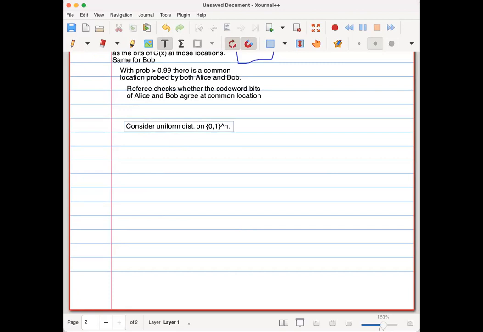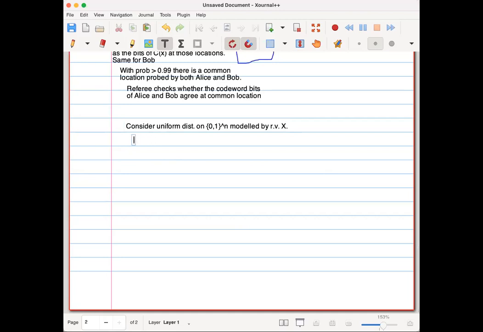Okay, so consider the uniform distribution on the bit string. This is the uniform distribution on the inputs that I'm talking of. X is modeled by the random variable X. So X basically refers to the input space.